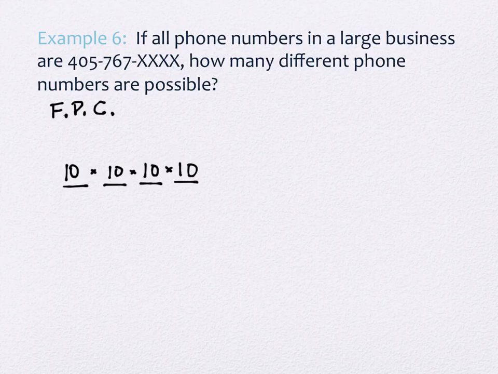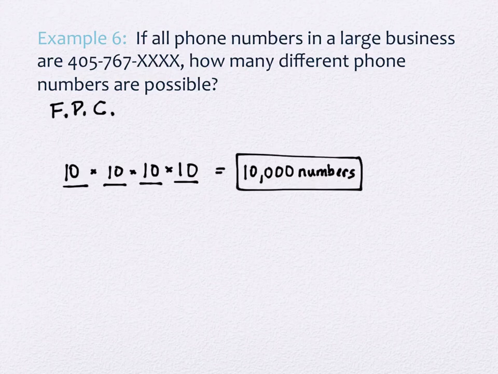What is 10 times 10 times 10 times 10? It is 10,000. There are 10,000 numbers. That's a really big number set for this company, right? Yeah, I mean, 10,000 employees would be a huge company. So we could have 10,000 employees before we ran out of numbers if this was our scenario.